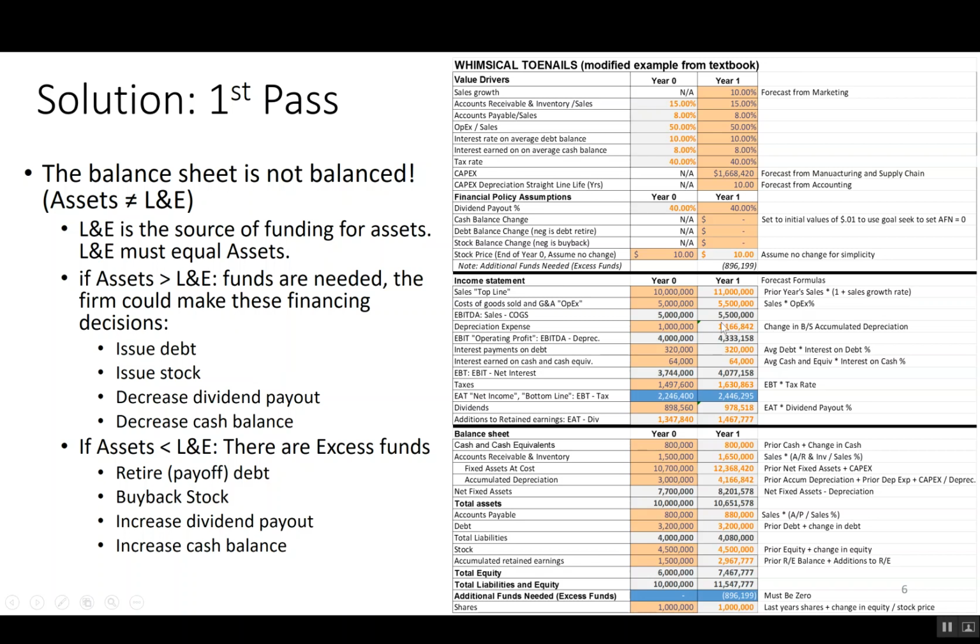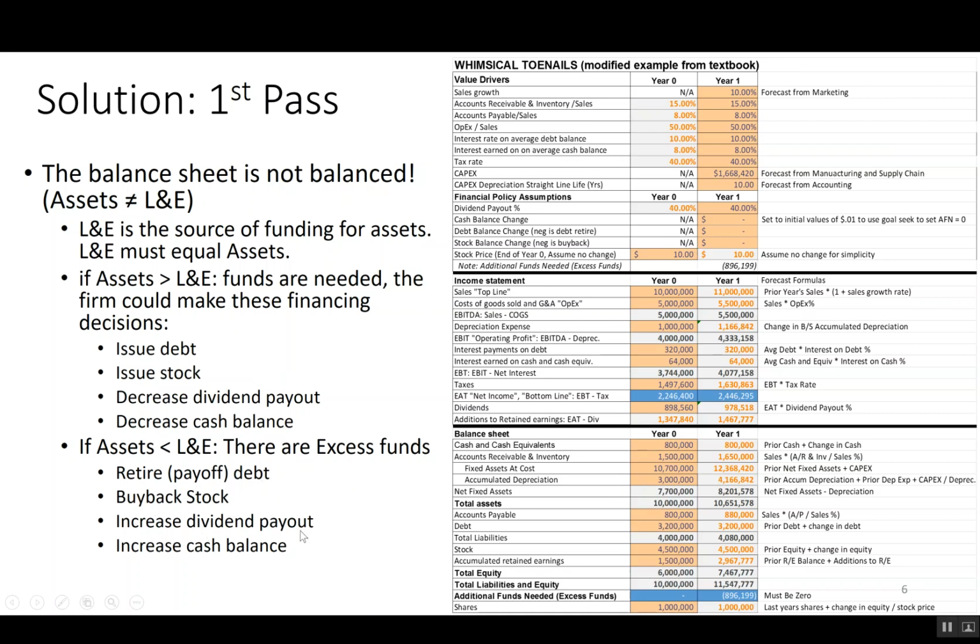Now, with this excess funds, since the assets are less than liabilities and equity, what we're going to wind up doing eventually is make some choices. You can either pay off some debt, so why not reduce our debt balances and reduce our interest expense? We could buy back stock. The stock is currently selling at $10, so we can buy back a number of shares.